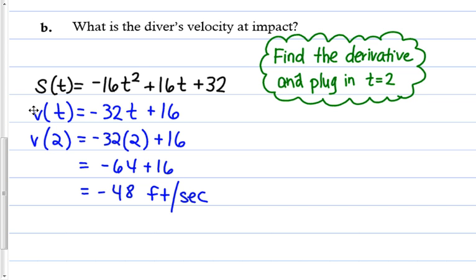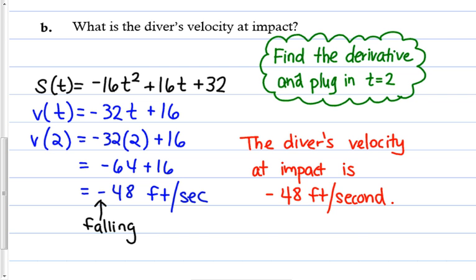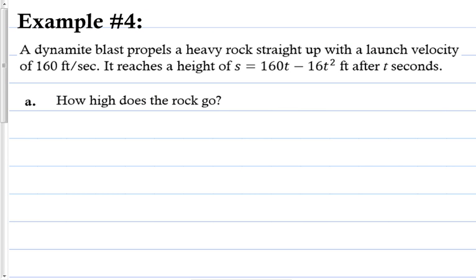Notice the negative 48. That's because he was falling. He was coming down, right? You don't jump up into a pool, you jump down into a pool. So the diver's velocity at impact is negative 48 feet per second.